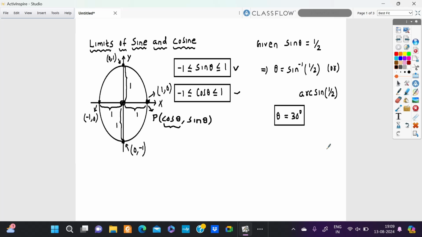In today's session, I thought of discussing limits of sine and cosine using the concept of unit circle. A circle whose center is the origin and the radius of one unit is called a unit circle, which we discussed in my previous videos.